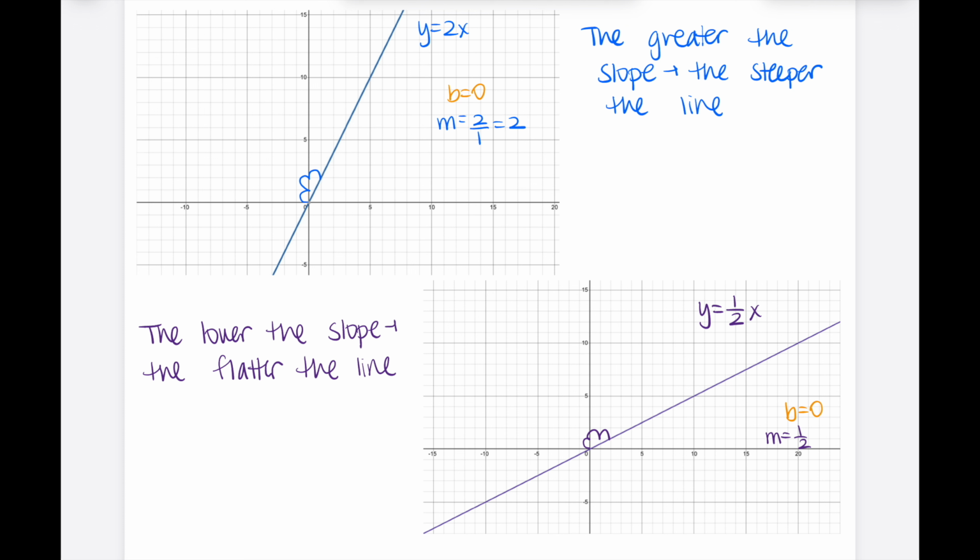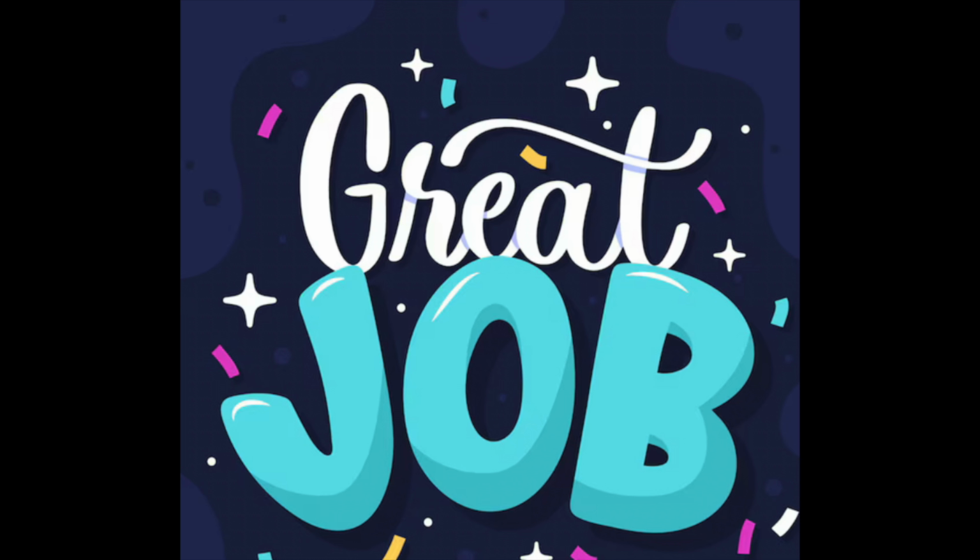Now, the coefficient in front of the x is our slope. And as you can see here, the value of your slope will determine the steepness of your line and of your graph. So looking at y equals 2x, since our slope is greater, the line is steeper. And looking at our bottom graph, since the value of our slope is less, our line becomes flatter. So there is a difference, and you can easily spot how big or small the slope is visually from a graph. And that just about wraps up our lesson for today.